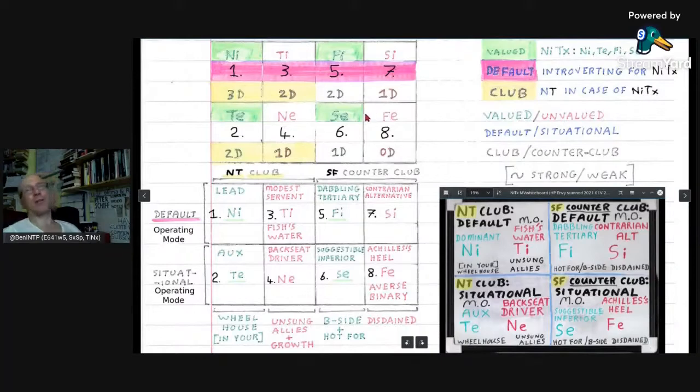You could argue that 7 is stronger because it's a default function, but it's not valued and it's not part of the club. And you can argue that 6 is stronger because it's valued. So it depends on the person. Does the environment shape the tertiary function more?